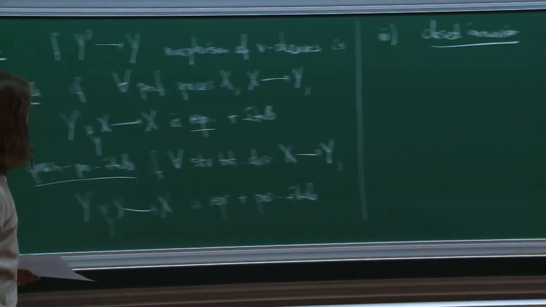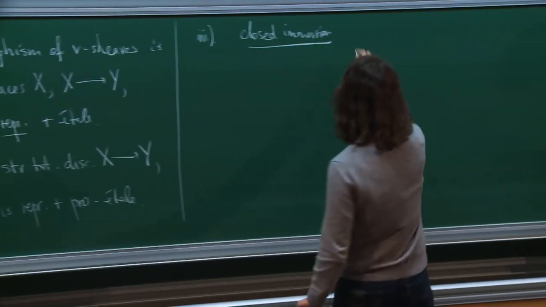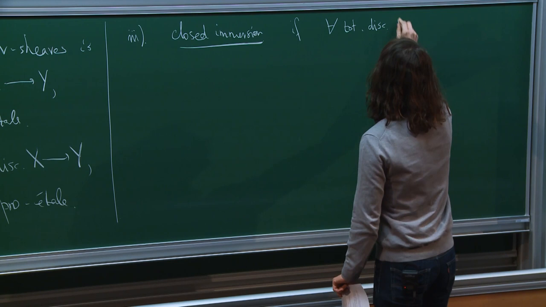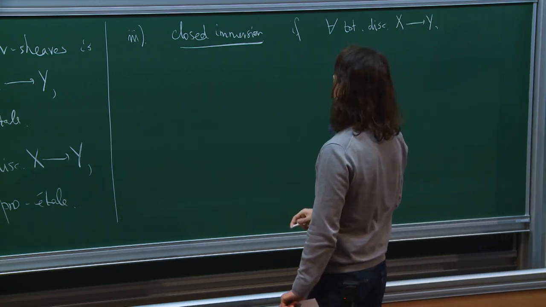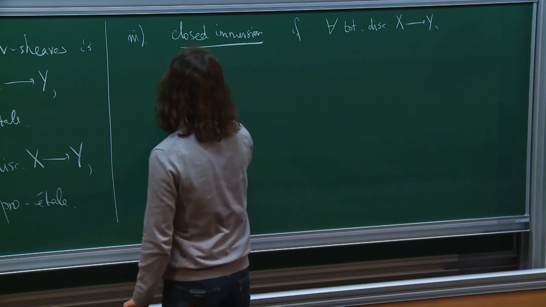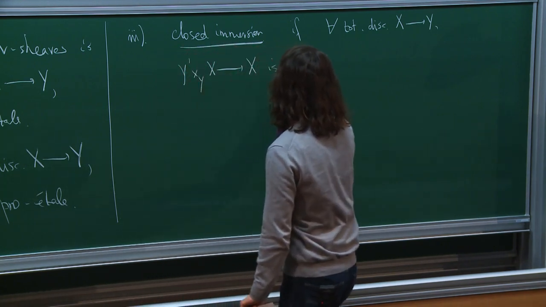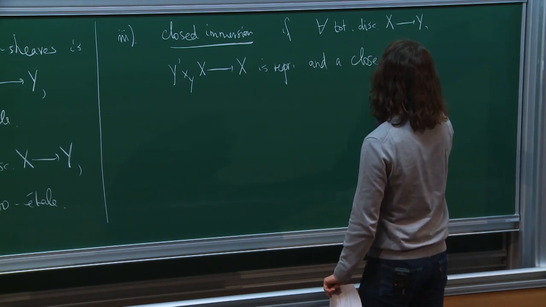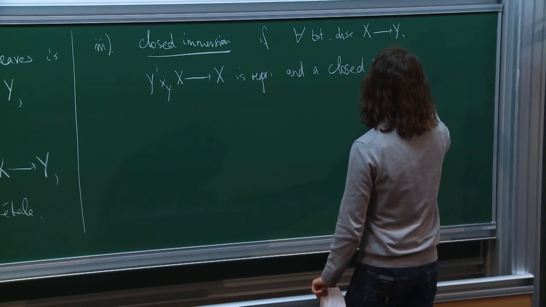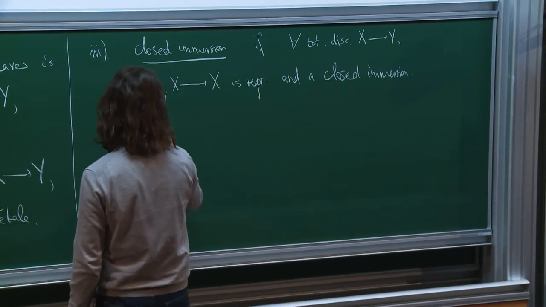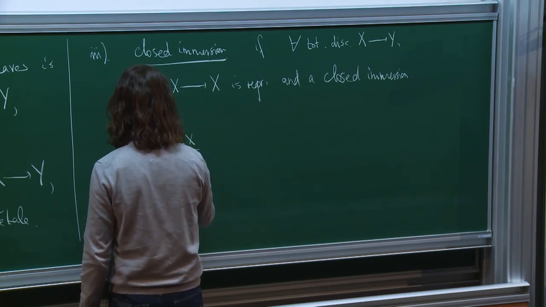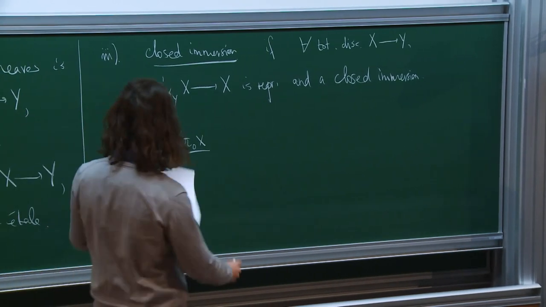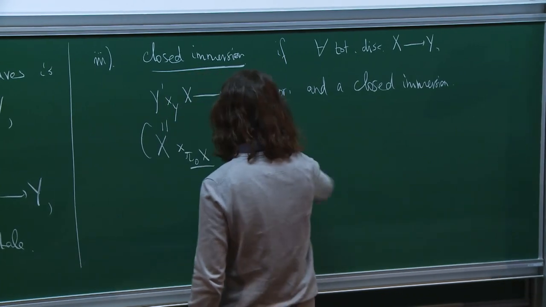Let me say it's a closed immersion if for all totally disconnected X mapping to Y, Y' times_Y X to X is representable and a closed immersion. And now I didn't say what this means. In this case, it just means that this is equal to, well, as I said, a totally disconnected space is essentially just a profinite set of points. And so you just single out some closed subset of this profinite set of points.